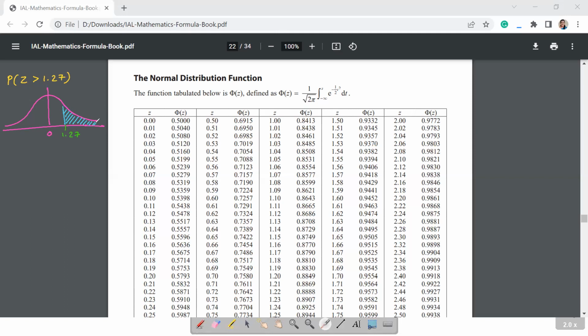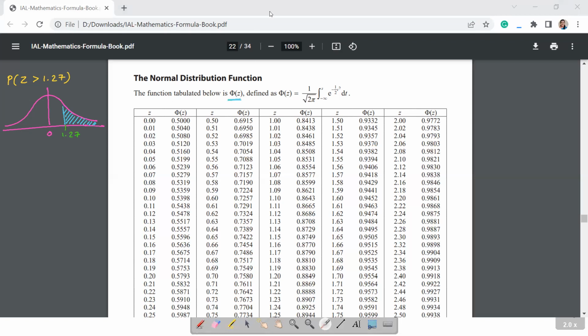So what's your task? Your task is to find the shaded area. Now how do we find the shaded area? To get the shaded area, guys, this is where we use the table. You can find this table at the back of the book, or in your formula book as well. This is the table.